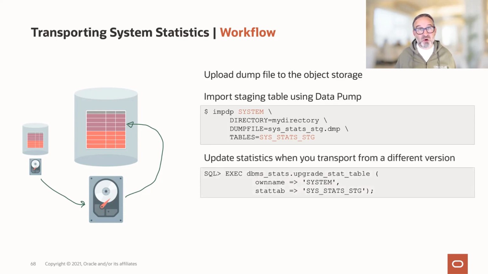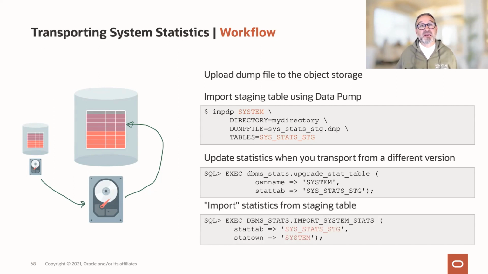And once it's imported, if it's coming from a different version, which happens most of the time, and if you build scripts, it doesn't harm to call that anyway, UPGRADE_STAT_TABLE, because then it needs to be brought into a current format. Otherwise, you receive a nice error message. Now the statistics table is upgraded. I can import it, which means I make them current now, and the call is IMPORT_SYSTEM_STATS. And now I overwrite the system statistics in my cloud database with the system statistics coming from my source database.